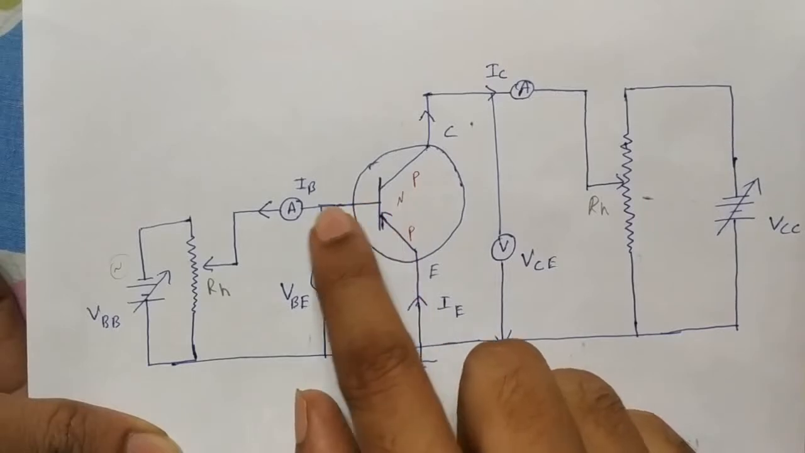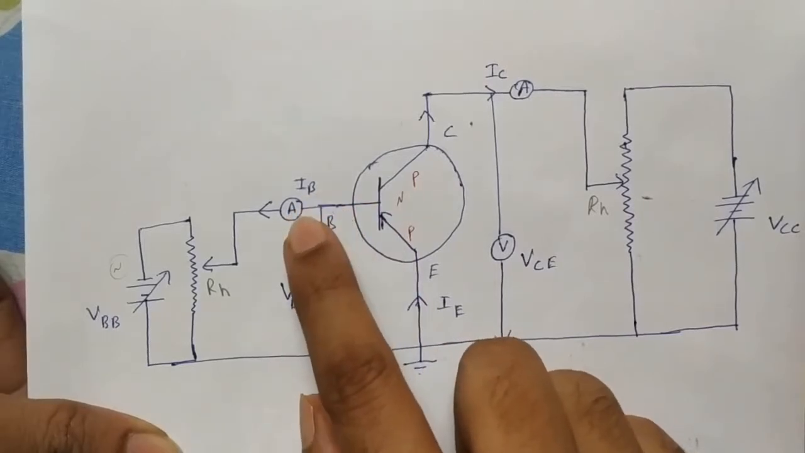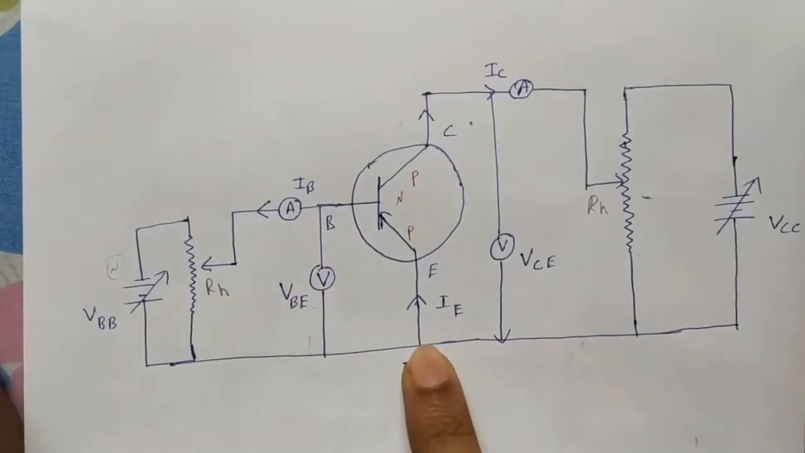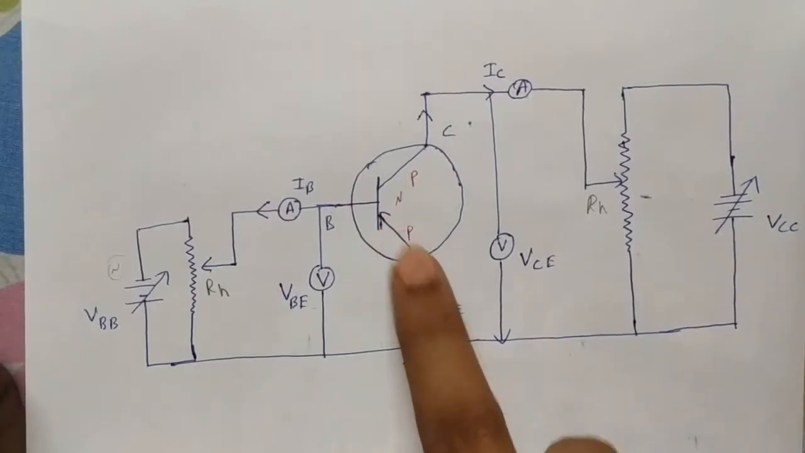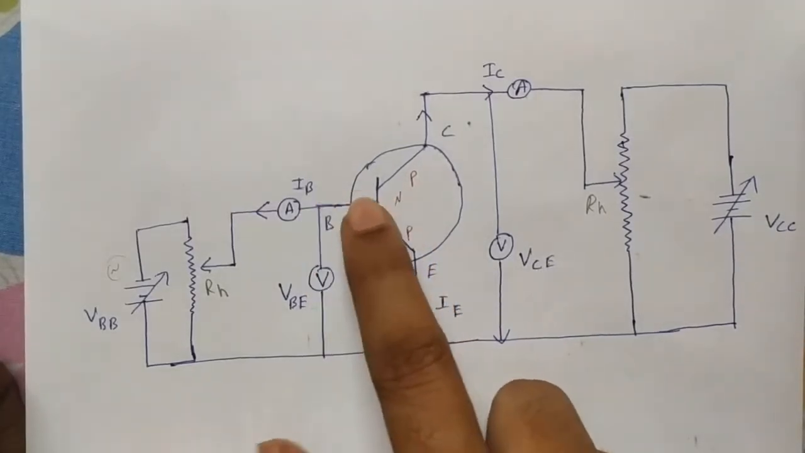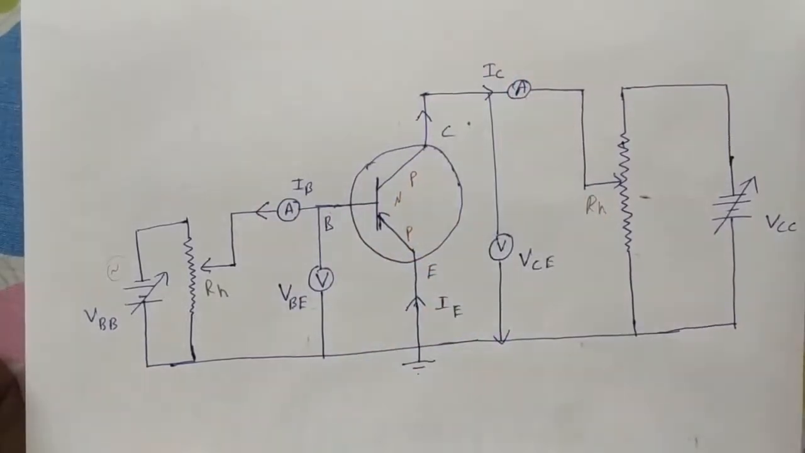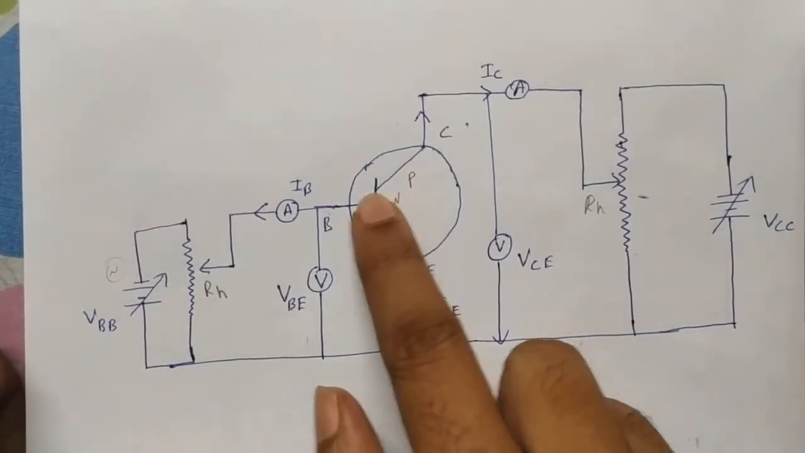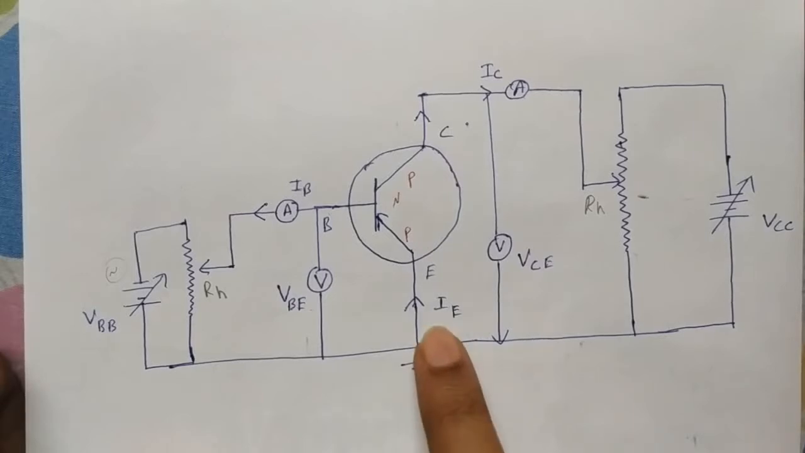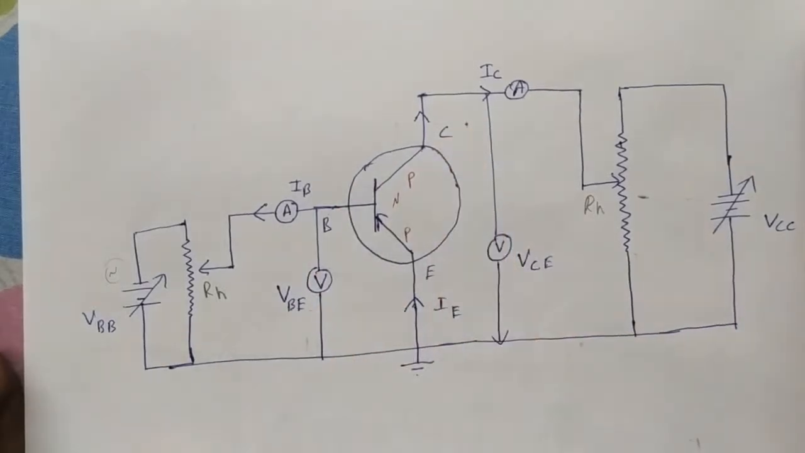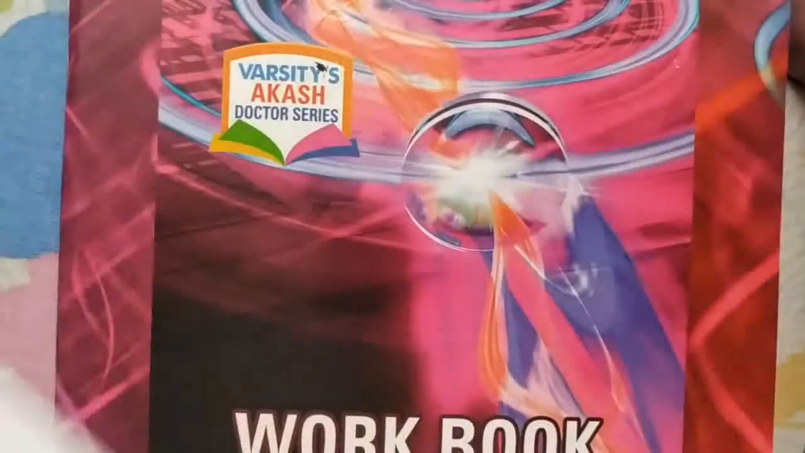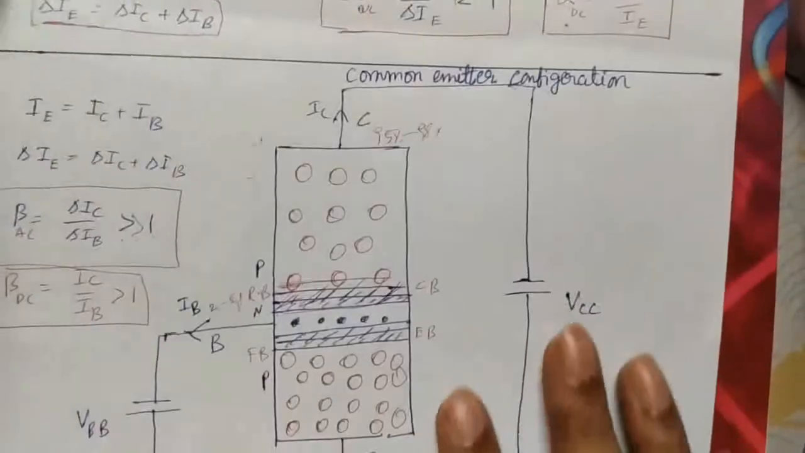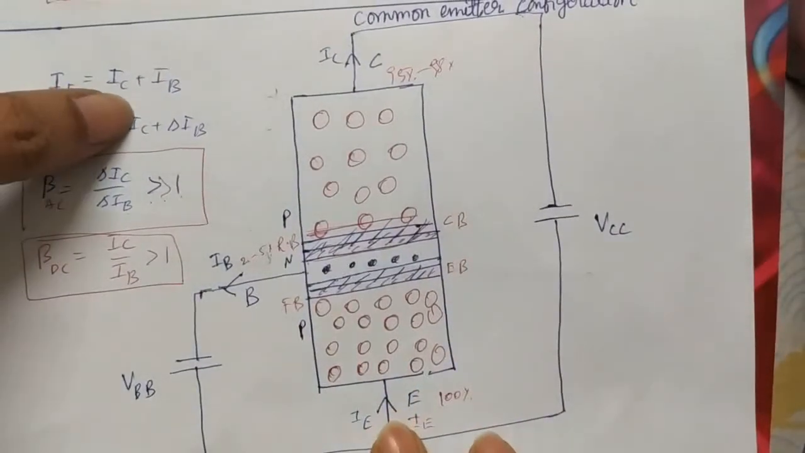Whatever the current flowing through the base, that is IB, is measured with an ammeter A here. See how current is flowing: in a PNP transistor current enters through the emitter into the transistor, and it is split into two parts. One is IB and the other is IC. It follows Kirchhoff's current law: whatever current enters, the sum of the currents leaving is equal. So IE is equal to IB plus IC. We already discussed that in configurations. Here, IE is equal to IC plus IB, whether it is common base configuration or common emitter configuration.